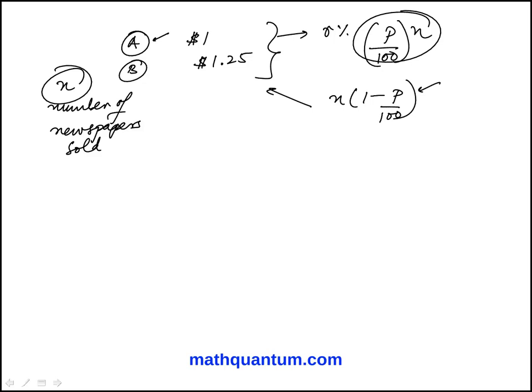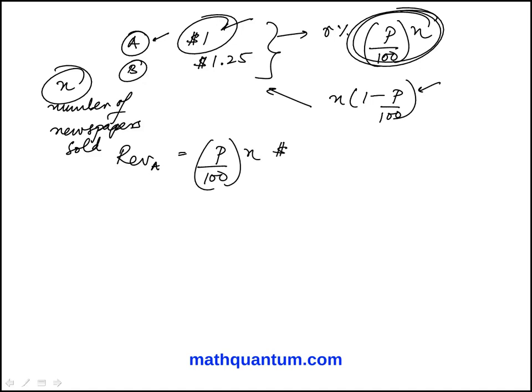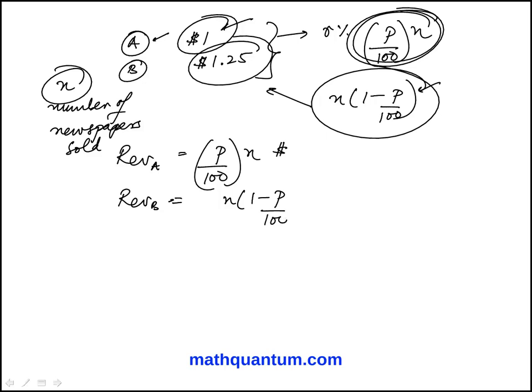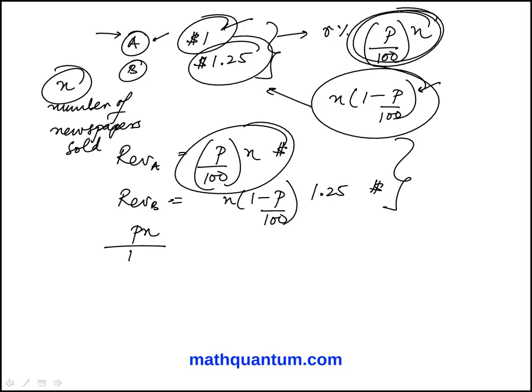Now the revenue for newspaper A would be the number sold times the price of each, which actually, because it's 1, would just look like that, but this is in dollars. Revenue from B would be this times 1.25, and 1 minus P over 100 times 1.25. This is in dollars. And the other condition is R% of the store's revenue was from newspaper A. So this, as a percent of the total, is R%. So the condition is PN over 100 over the sum of these two revenues, PN over 100 plus N.